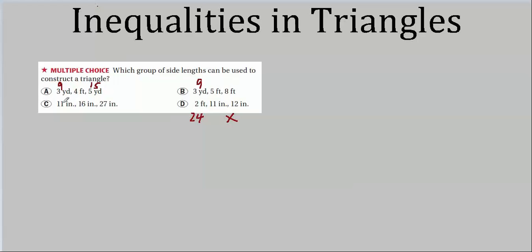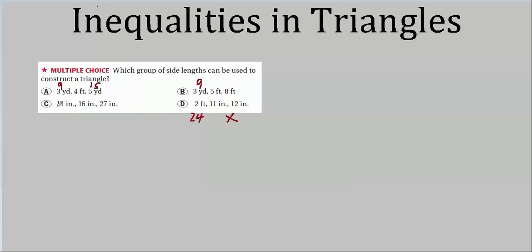What about down here? Well, what do we got? 11 and 16 is 27. They can't be equal. That is a strict inequality. If they were equal, well, then it would just be the same side.